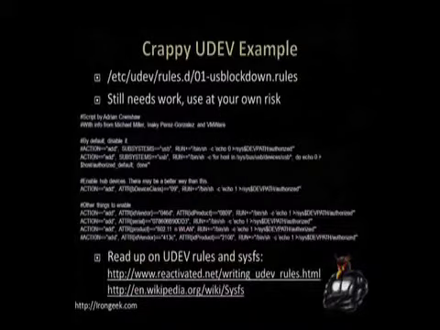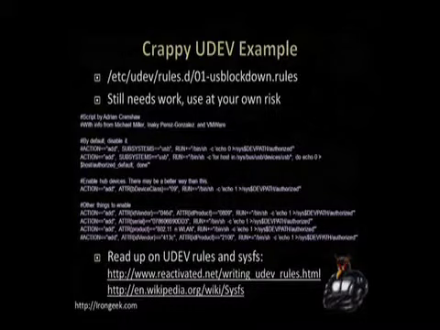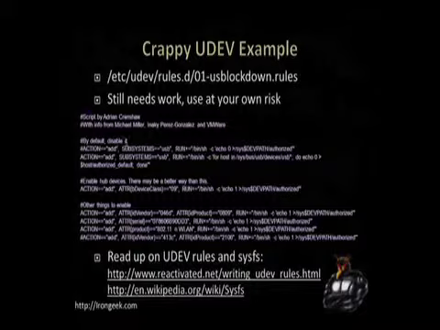Now, those device strings I'm talking about, let me give an example here. This is a simple udev script I created. I put it inside of /etc/udev/rules.d, and I called it 01-usb-lockdown.rules. I called it 01 because I wanted it to run before a bunch of the other udev scripts. It still needs some work, so use this one at your own risk.